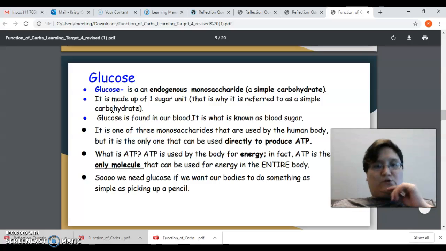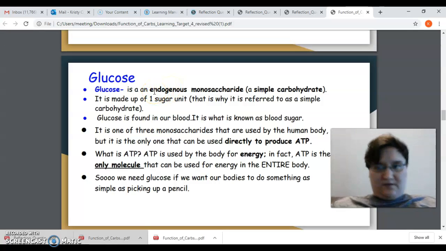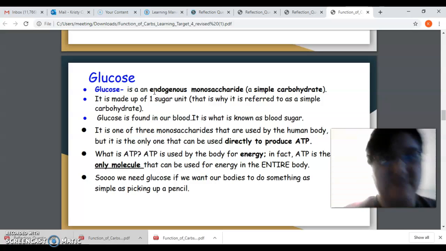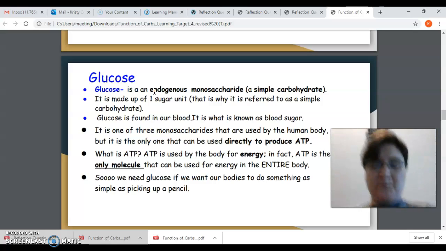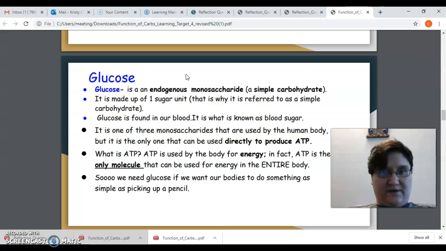All right, so more about glucose. Let me repeat this vocab so it gets in your head. It's endogenous, right? We're talking about how it's created within our bodies. It's a monosaccharide, so it's a sugar that's made of one unit. Any monosaccharide is a simple carbohydrate. In order to be a simple carbohydrate, it's either a monosaccharide or a disaccharide. Since glucose is mono, that means it's a simple carb. Again, it's found in our blood. It's what we call blood sugar.